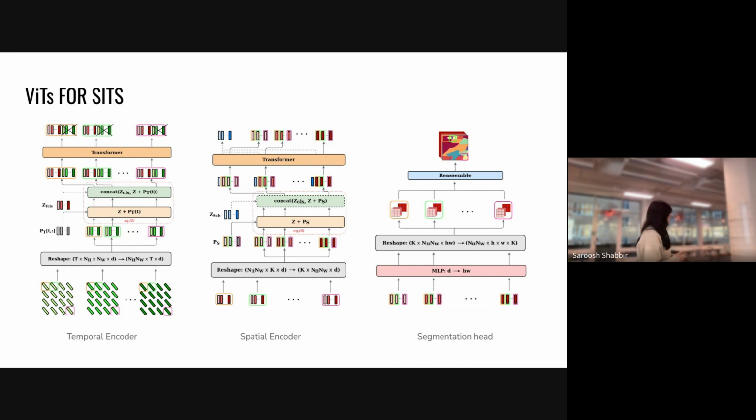Question. Class tokens in the two encoders, same set of class tokens in the two encoders? No, they're depicted with red and blue here, but it's the same set. So it just updates the class tokens. Yeah, exactly.